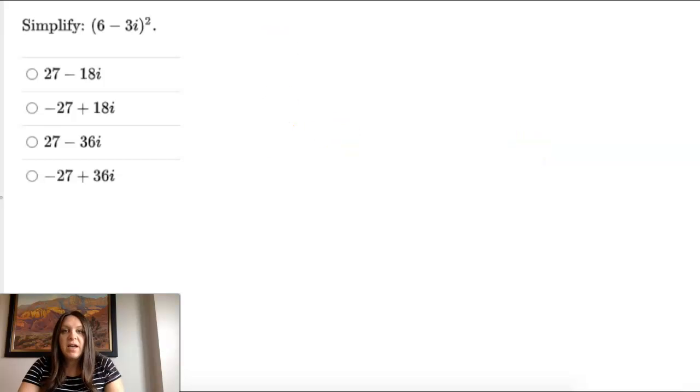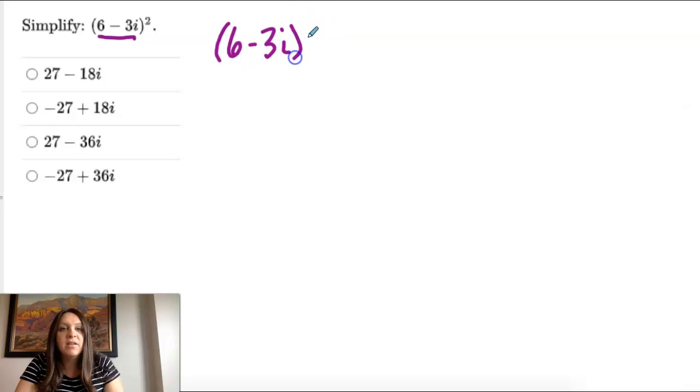Hi guys, we're going to add and subtract some complex numbers. So let's start with multiplying. This complex number is 6 minus 3i. And so we can't just distribute the squared because this is one whole number. So I'm taking 6 minus 3i and I'm multiplying it by itself.